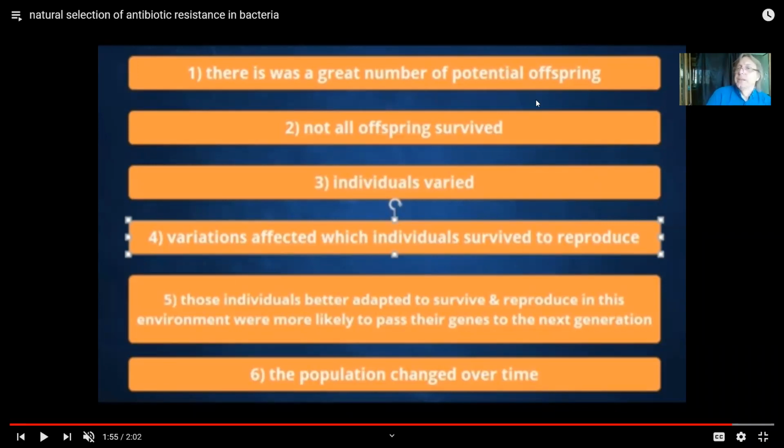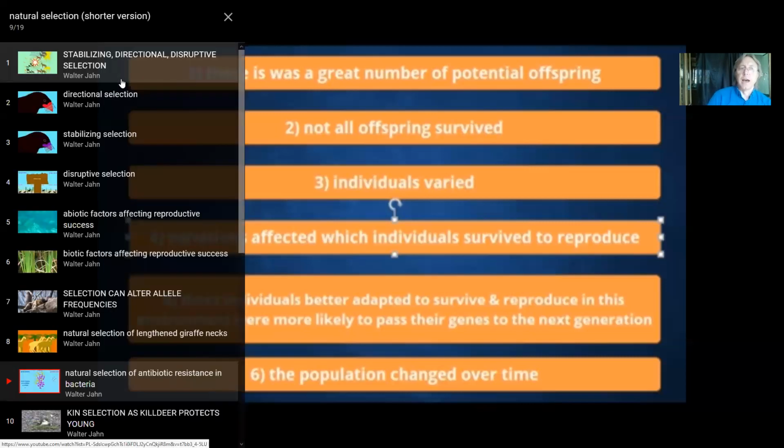So one, there was a great number of potential offspring. There were more bacteria than could potentially survive. There were more giraffes than could potentially survive. And not all individuals did survive. So the next generation didn't have representations of all of the previous generation, just a select few. But because they varied, and because the variations then affected which individuals could survive long enough to reproduce, the longer-necked giraffes were more likely to live and reproduce. The antibiotic-resistant bacteria were more likely to survive and reproduce. Their genes were more likely to be passed down to the next generation, and thus the population changed over time.